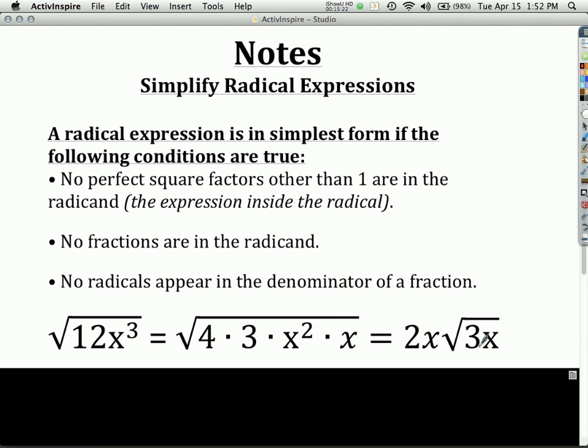There are no perfect square factors inside the radical. There are no fractions in the radical. And there's no radicals in the denominator. There is no denominator in this one.